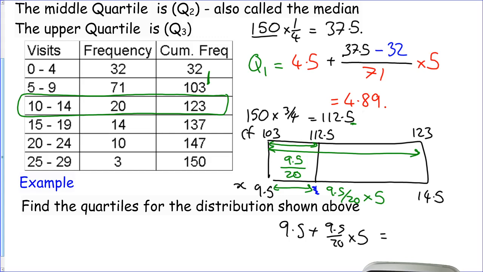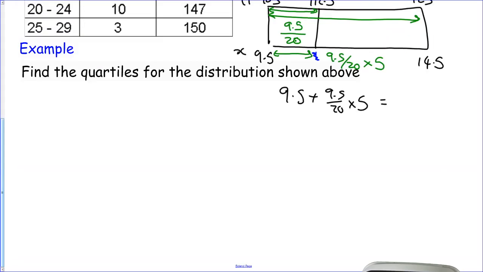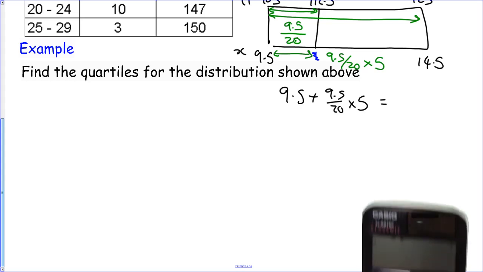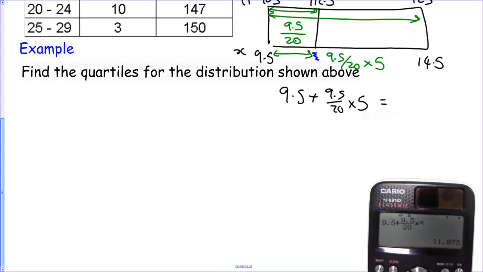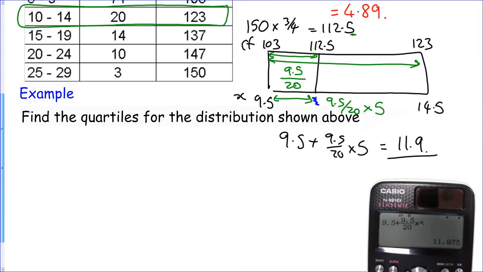If we put this into our calculator, we get 9.5 plus 9.5 out of 20 times 5 for our class width, which gets us 11.875, so 11.9 as our upper quartile. So we found our quartiles for this distribution. This one is a little bit closer to 10 than before, because this isn't very far through our class.